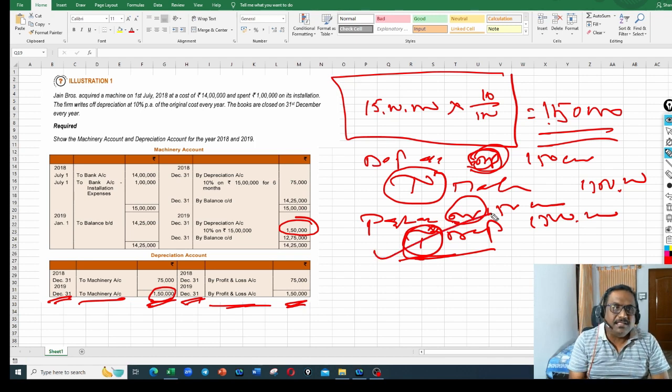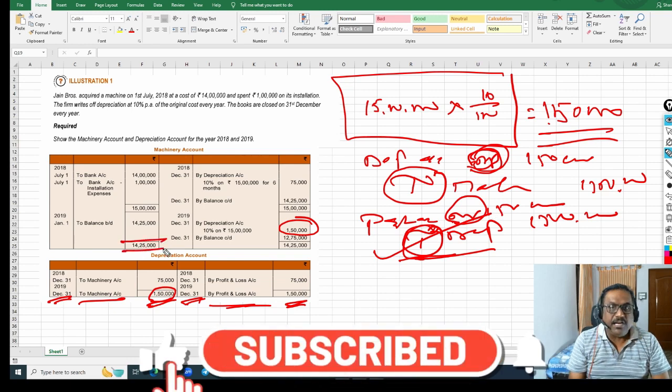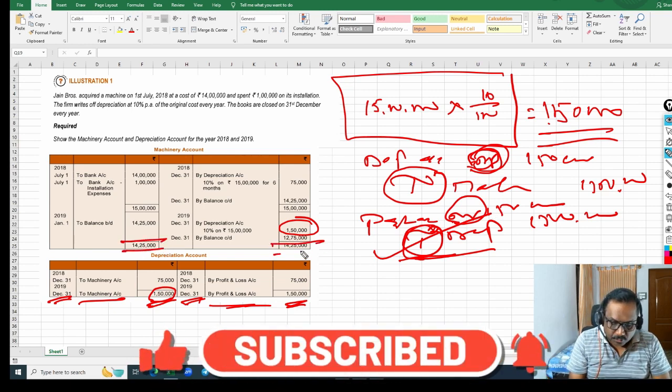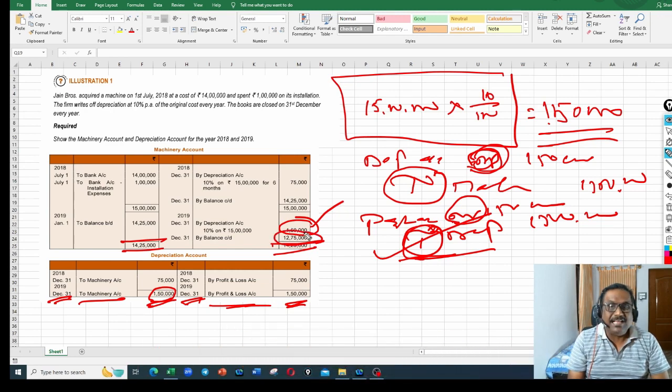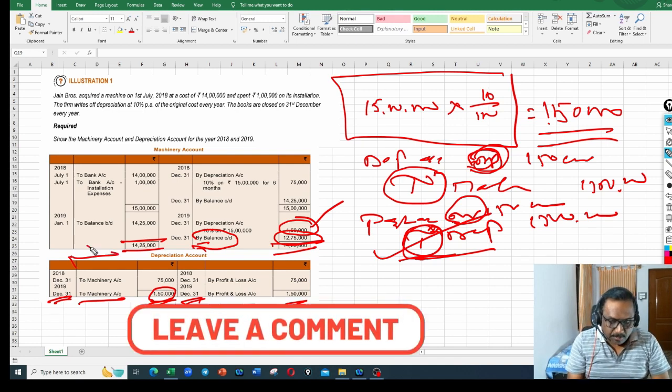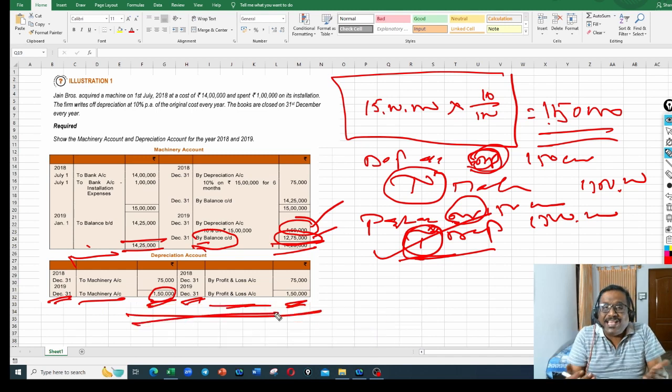Now let us balance the asset account. How do I balance? On the debit side I have a total of 14,25,000. Let us put the same total here and take out 1,50,000. Then you have a balance of 12,75,000. So by balance carried down and to balance brought down. For 2020, it will become to balance brought down to the extent of 12,75,000. Whereas in the depreciation account, we cannot carry forward because it is an expenditure. Hence, we are transferring to P&L account and closing the depreciation account.